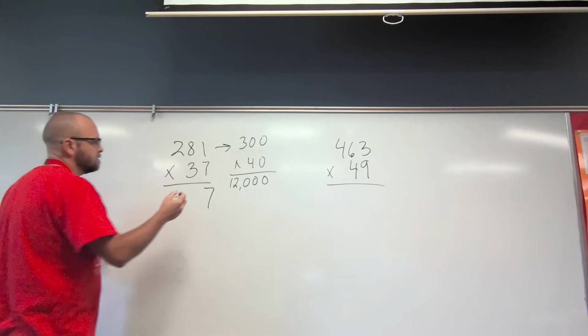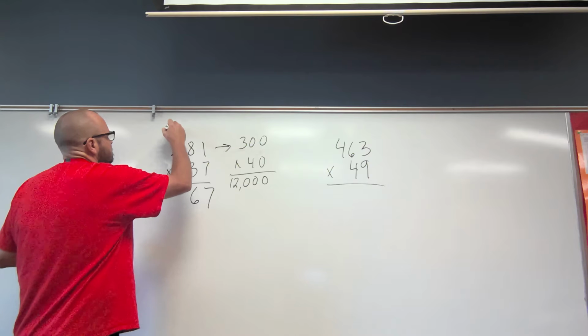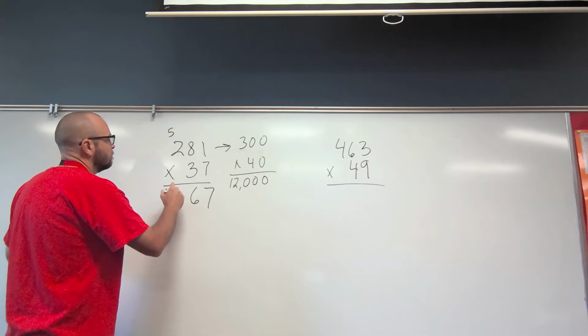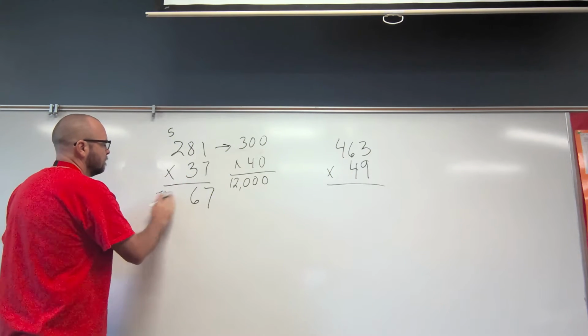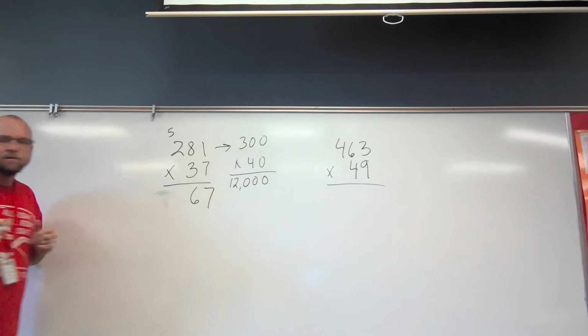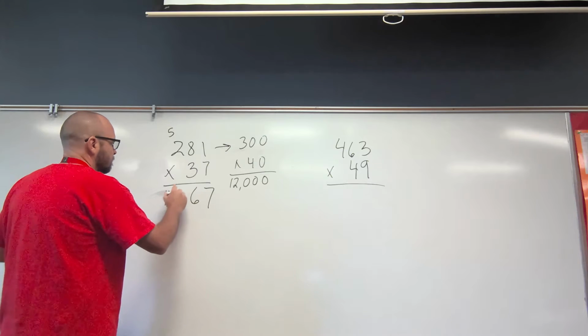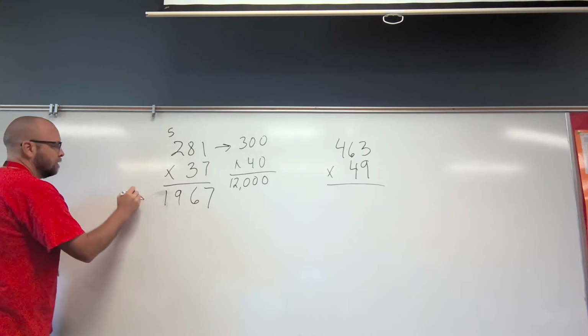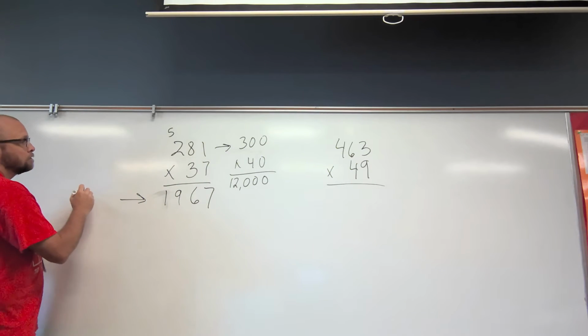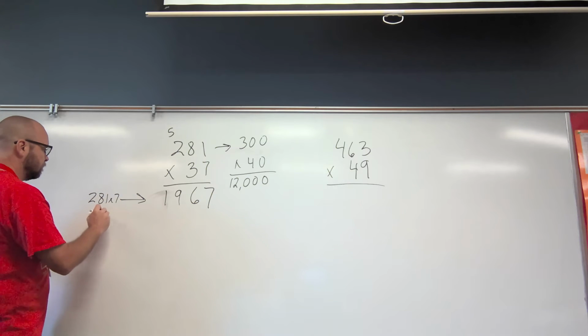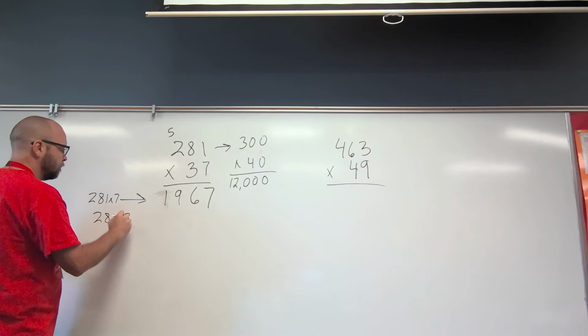56. So I have 56 tens, or I'm going to do 6 tens and 5 hundreds. 3 times 2 is 6. Plus 5 is 11. No, you're supposed to do 7. Sorry, thank you. 7 times 2 is 14. Plus 5 is 19. Thank you. And what you just did here is 281 times 7. Now we're going to do 281 times 30.